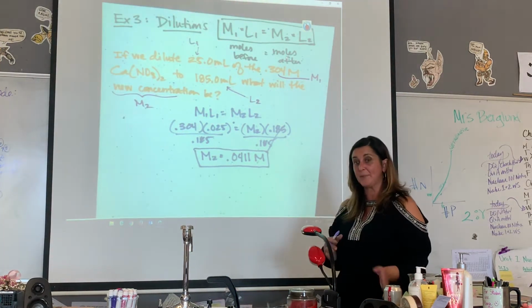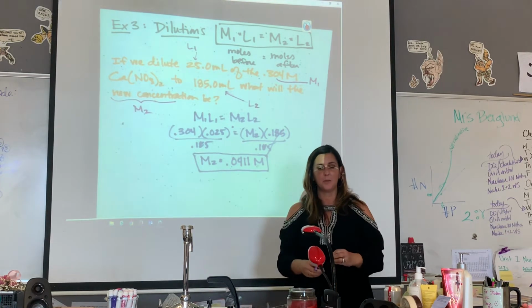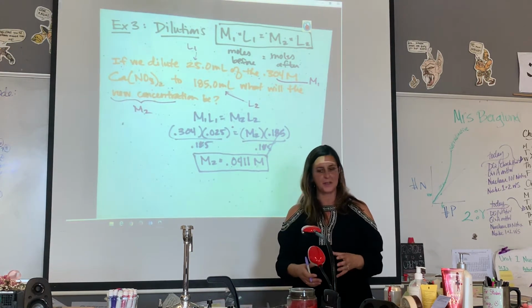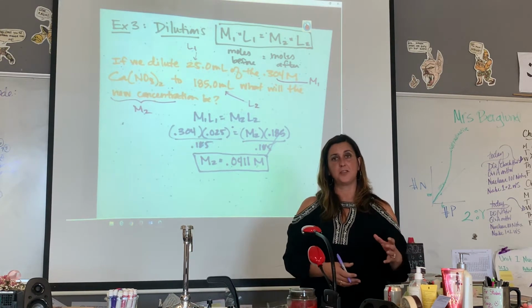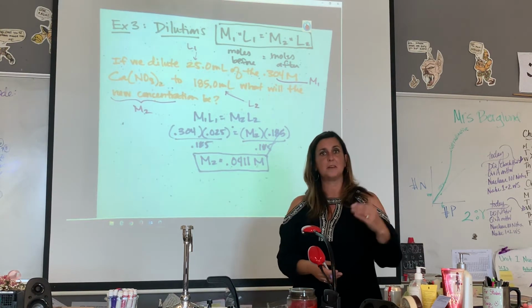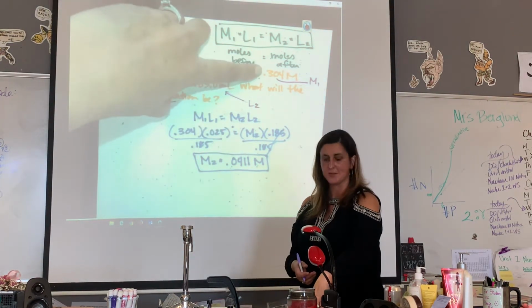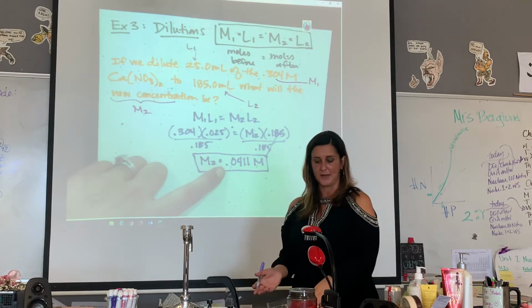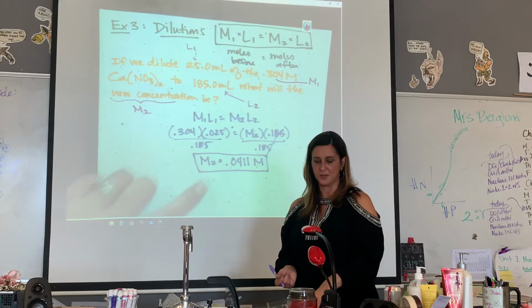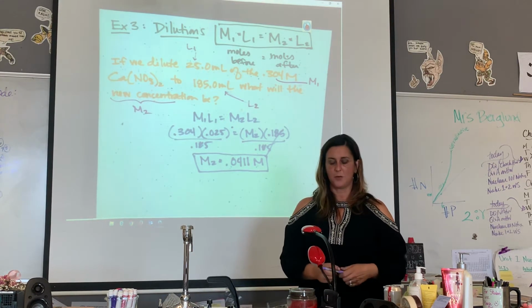We want to check and make sure, does this make sense? We're going from a small volume with a larger concentration, and we're adding water, so we would expect the second concentration to be lower than the first. We started at 0.304 and ended up at 0.0411. So that makes sense. The concentration went down. That's an example of solving for M2.